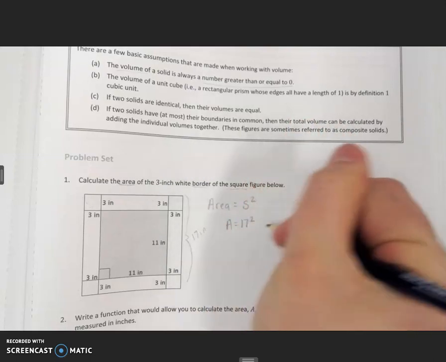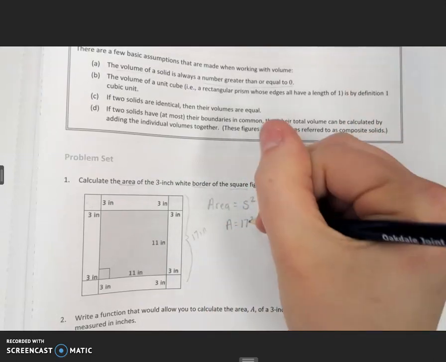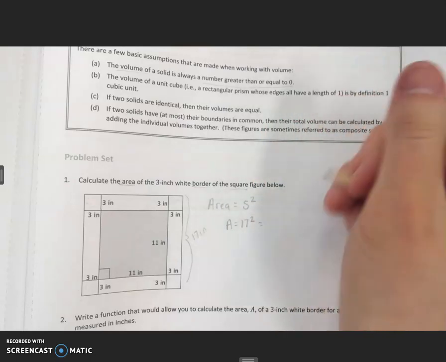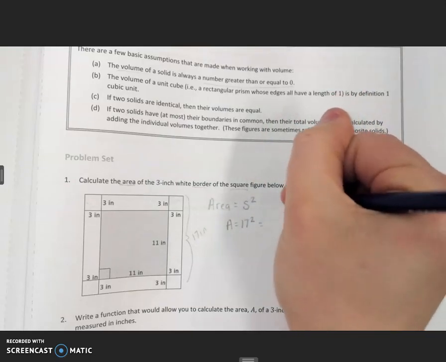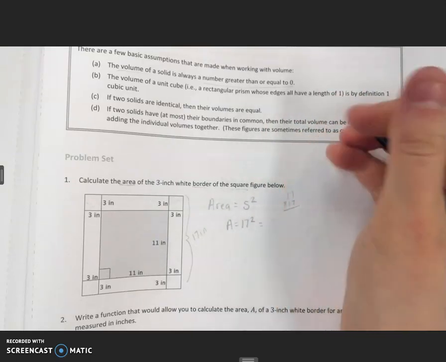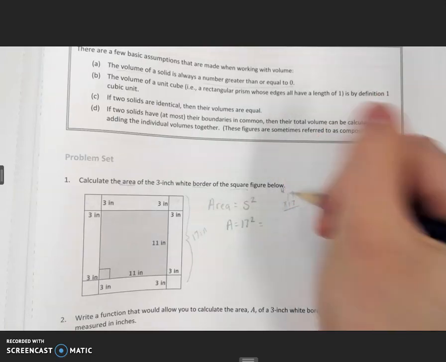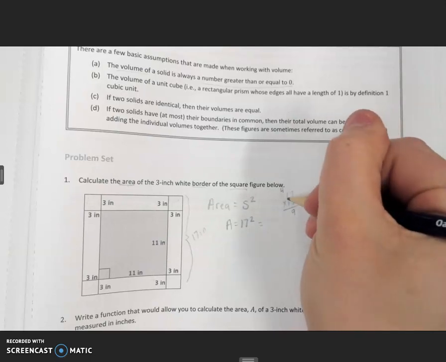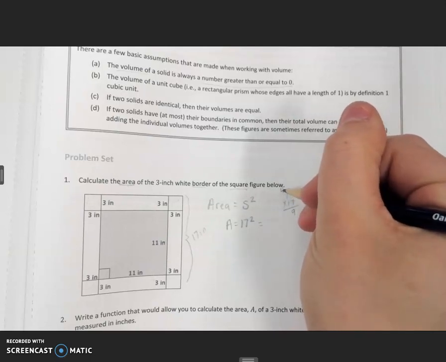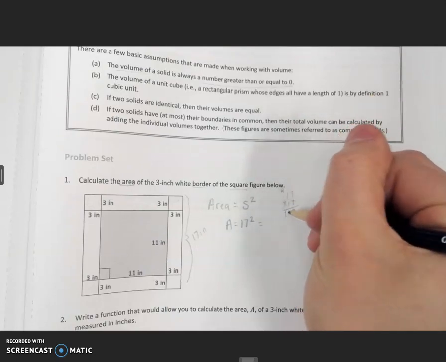Area equals 17 squared, which, remember, is just the number times itself. So 17 times 17. I could grab a calculator, but I'm not. I'm going to work it out with long multiplication, since we've been working on that. 7 times 7 is 49. 7 times 1 is 7 plus 4 is 8, 9, 10, 11.